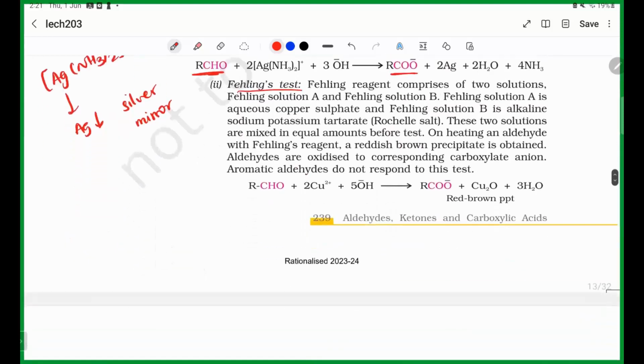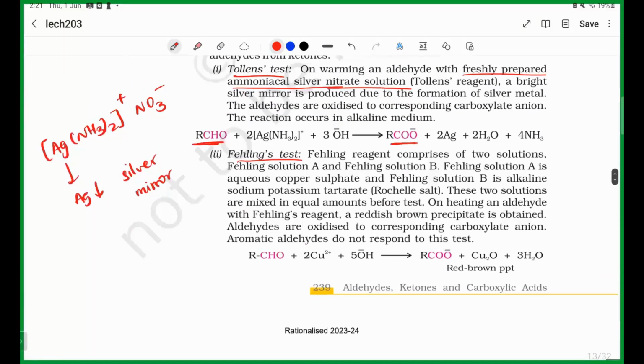Now you have Fehling's test. The next test is a very similar test. Again, it is based on the same principle that the aldehyde is now oxidized to a carboxylic acid. And just because it's being oxidized, something must be reduced, right? Because the overall net electron transfer should be zero, because of the conservation of charge. So your Cu2+ is getting reduced to Cu2O. This is a red-brown precipitate. So you have Fehling's A and Fehling's B. You have to mix both the solutions, and then you should heat the mixture. Upon doing that, you'll get a red-brown precipitate. A very important thing to note is that aromatic aldehydes do not respond to this.